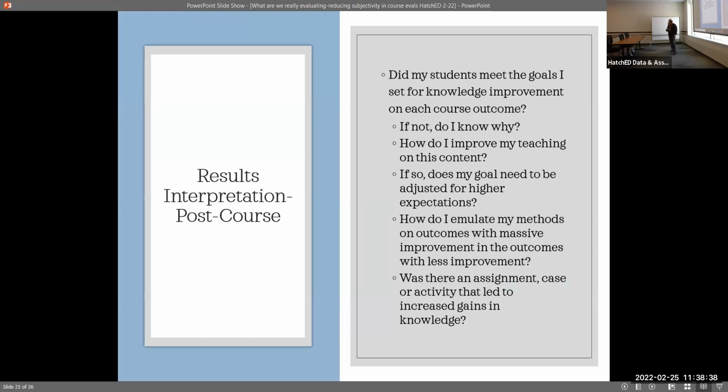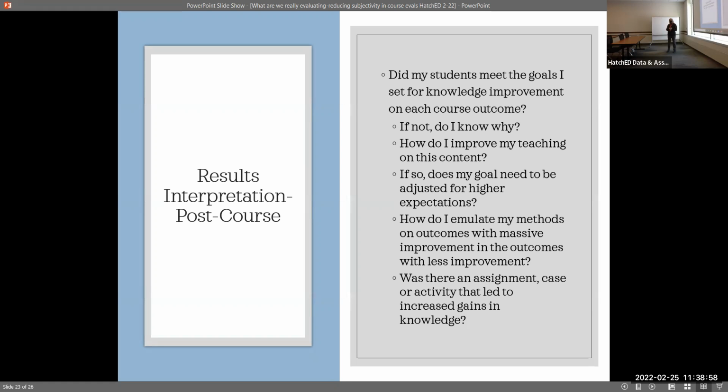At the end of the course, as I'm looking through this, I say, did my students meet the goal I set? If I wanted 20% improvement, for instance, did I get that on every outcome? If I didn't, why? What can I do better? If not, do I know why? How do I improve my teaching on this content?